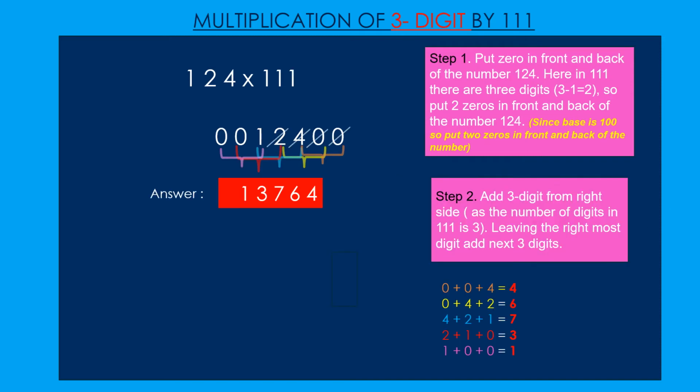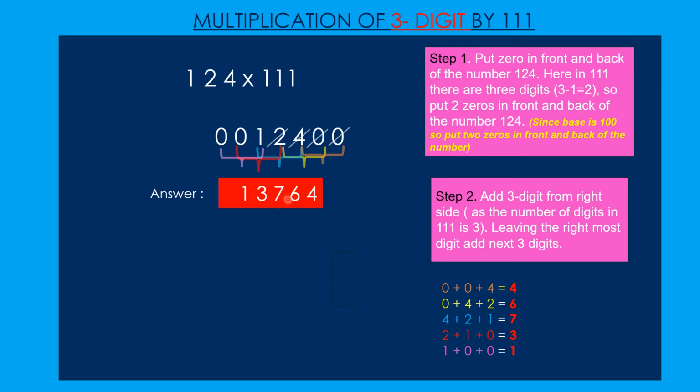Then you add 3 digits from the right side. Why are you adding 3 digits? Because the number of digits in 111 is 3. So add 3 digits from the right hand side, leaving the rightmost digit, and then you add the next 3 digits. So let's see what the 3 digits are. 0 plus 0 plus 4 is 4. Then leave the 0. The next 3 digits are 0 plus 4 plus 2, which is 6.